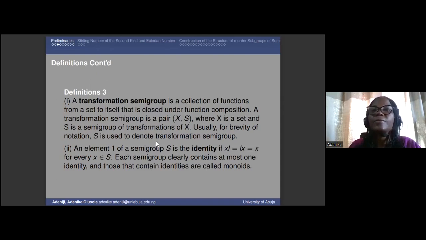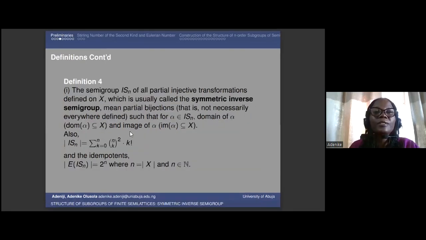Okay. So the next definition, the symmetric inverse semigroup, and that is the semigroup we are using. There are many different types of semigroups that many researchers have used to work on. We have full transformation semigroup, partial transformation semigroup, partial one-to-one transformation semigroup. So the one we are using is partial one-to-one transformation semigroup.